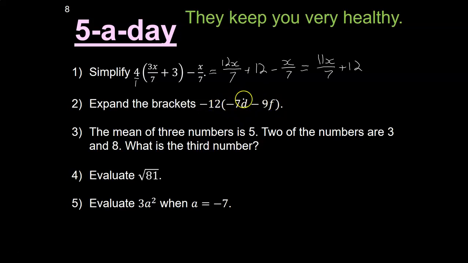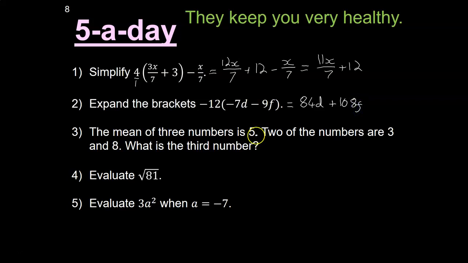Expand the brackets here. I've got lots of negatives going on, so I need to be careful. Negative 12 times negative 7d, positive 84d. Negative 12 times negative 9f is positive 108f.